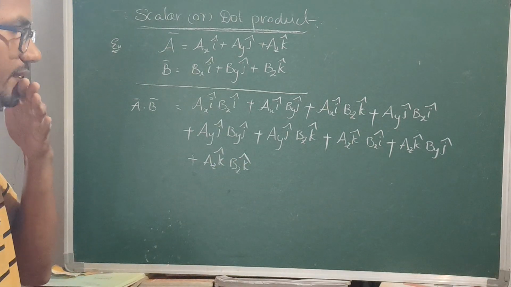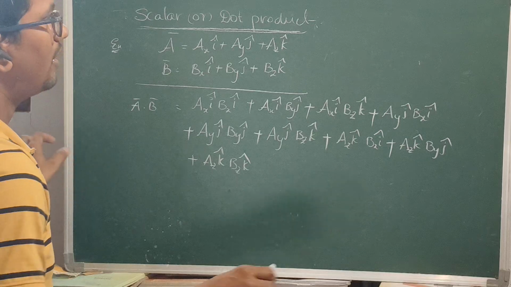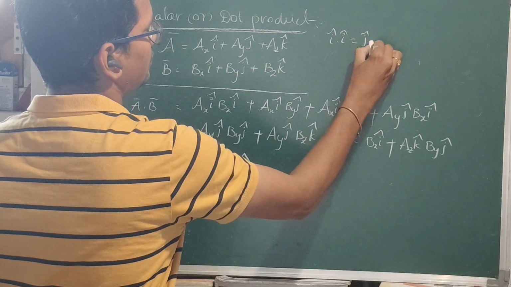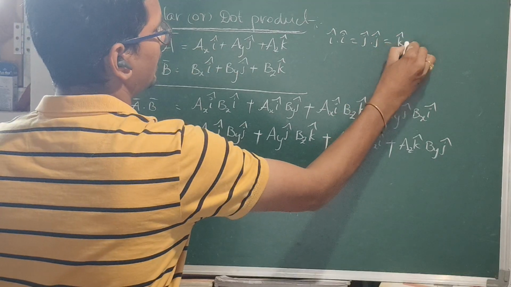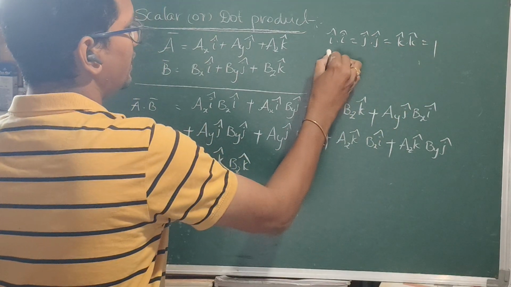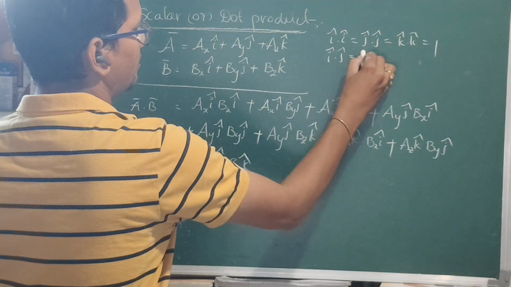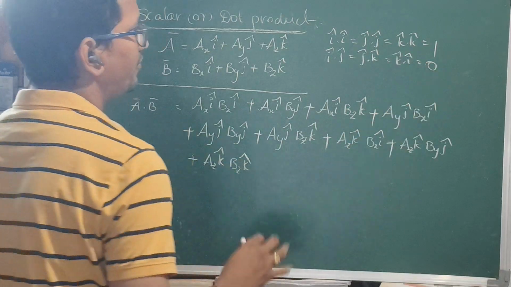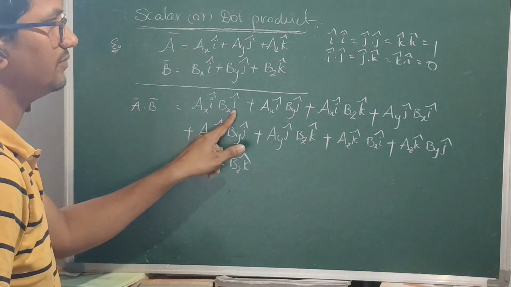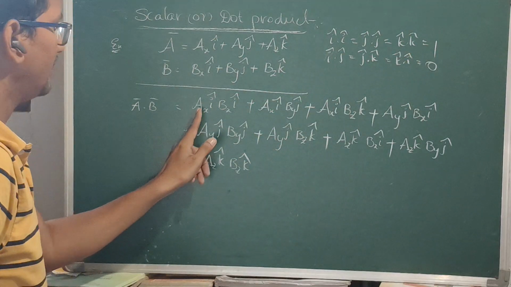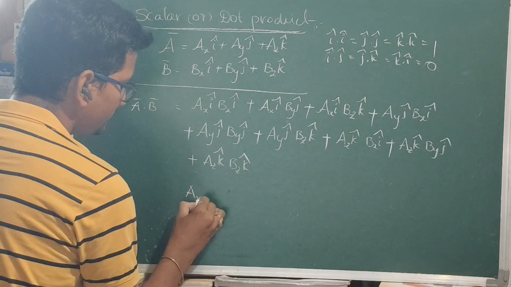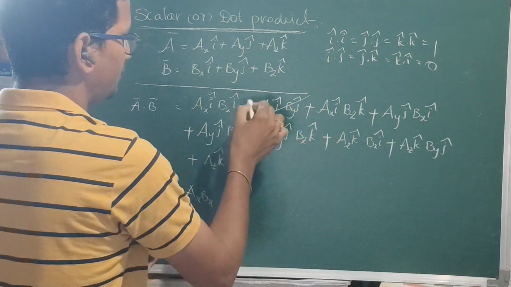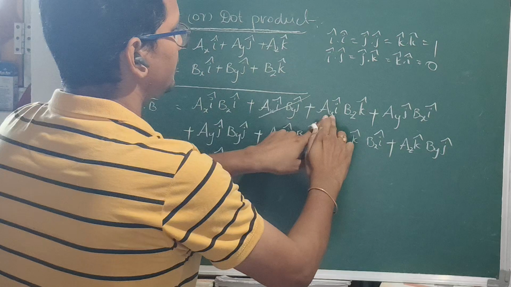Okay, from this equation, what is the final answer? See, already we discussed: I cap dot I cap is equal to j cap dot j cap is equal to k cap dot k cap is equal to 1. But I cap dot j cap, j cap dot k cap, k cap dot I cap is equal to 0. From this equation, I cap dot I cap is 1, so ax into bx. I cap dot j cap, what is the value? 0.